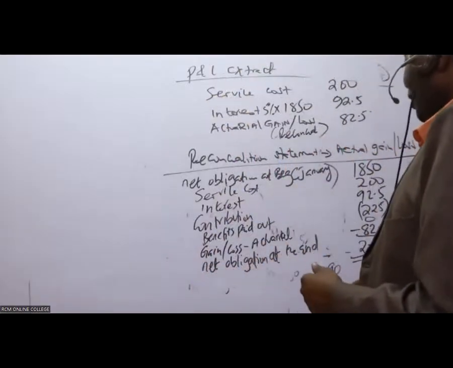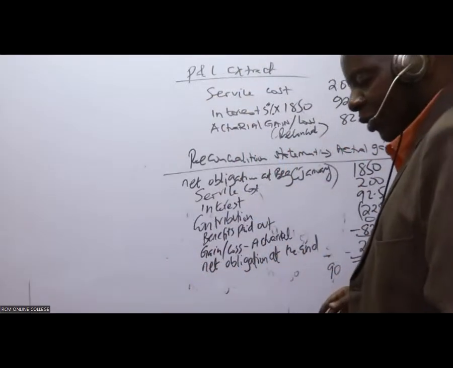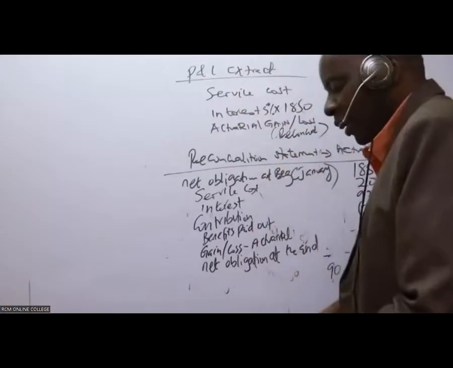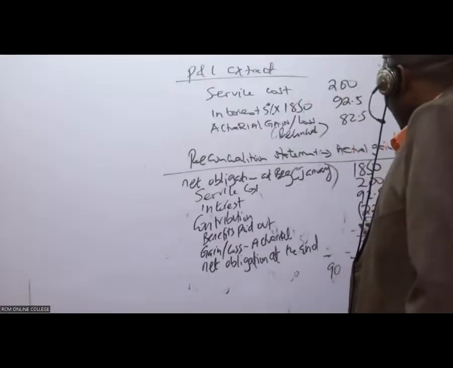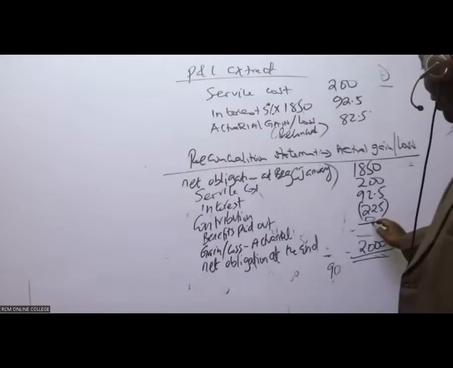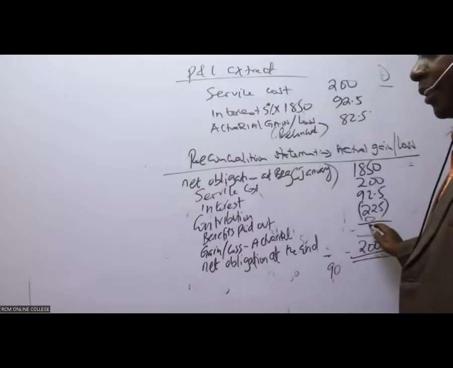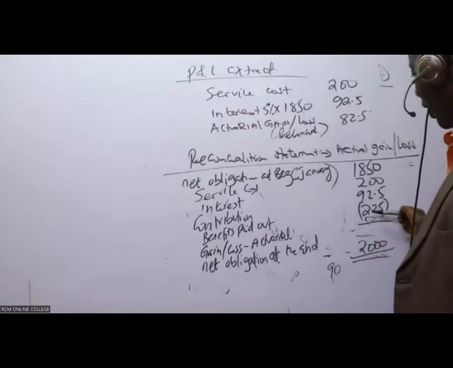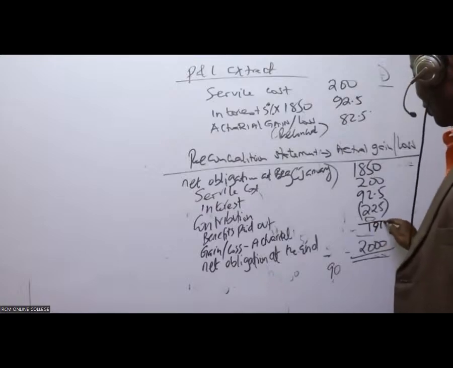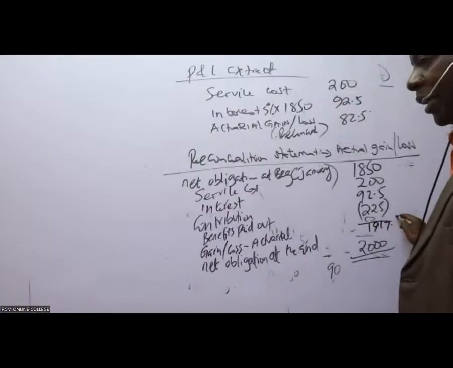The best thing, remember, it's an obligation. What is the total value that you got here? You add this, and then you subtract. What is the total value? Somebody give me. 1917.5 or whatever.